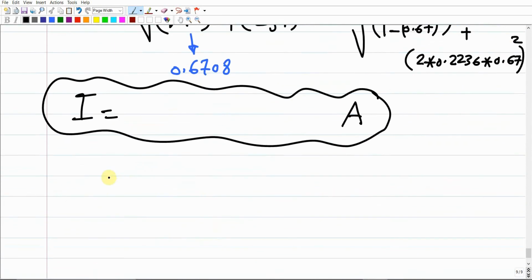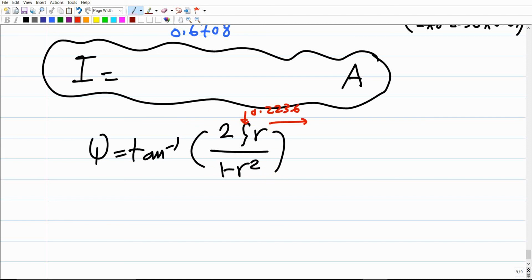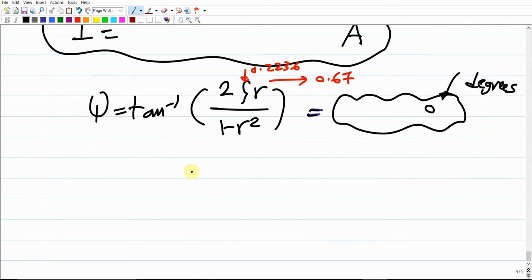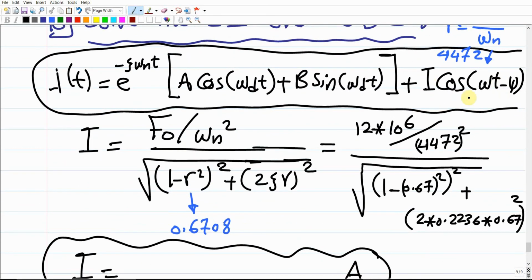How about psi? Psi should be the tan inverse of 2 xi r by 1 negative r squared, right? Xi, we already got it by 0.2236, and r we got it by 0.67. If you substitute, we also shall end up with a specific value for psi, and it should be in degrees. So it should be an angle in degrees, right? Because any trigonometric function after the calculation is going to give us an angle. This is for I and psi. So we got these two values here.